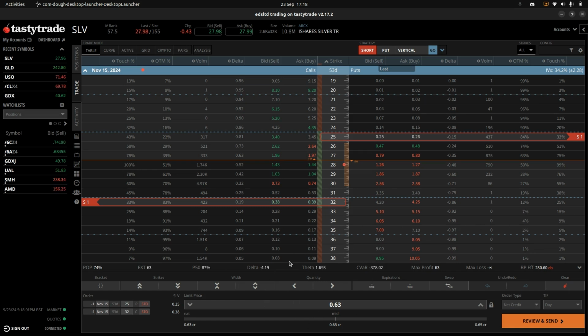We'd get $1.69 in daily theta decay, and we'd have a 74% chance of being profitable on this position, and there's an 86% chance of hitting 50% max profit at some point over the next 53 days. That's just gone up to 88% now. So we're looking at between 74 and 88% chance of success.